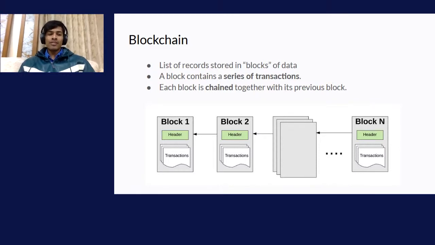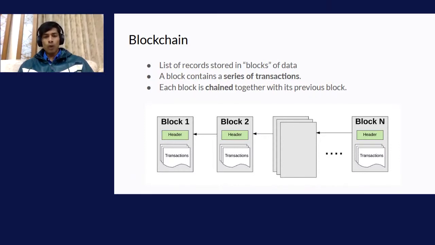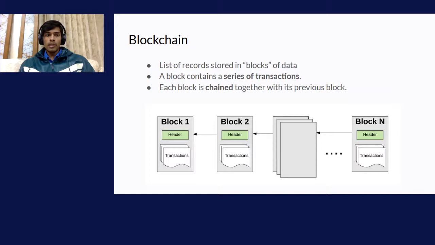So what is really a blockchain? As the name suggests, it's a chain of blocks: a list of records stored in blocks of data. When I say list of records, in the case of Bitcoin, that is simply transactions, where a transaction is, let's say I gave someone five Bitcoins. That would be a normal transaction. Each block contains a series of transactions, right? And each of these blocks is chained together in the form of a chain. This is why it's called a blockchain.